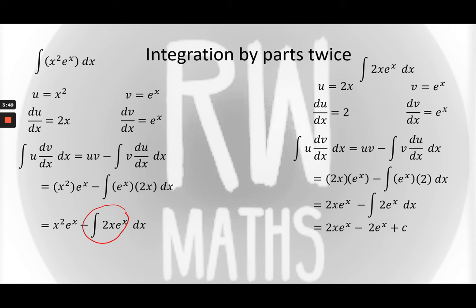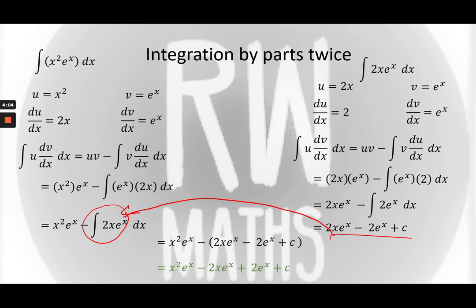So we get this. We know that the integral of 2x e to the x with respect to x is this here. So what we can do now is sub that in where we had that. If we substitute that in and then simplify, being careful about your plus and minus signs, then that is our final answer. That's using integration by parts twice.